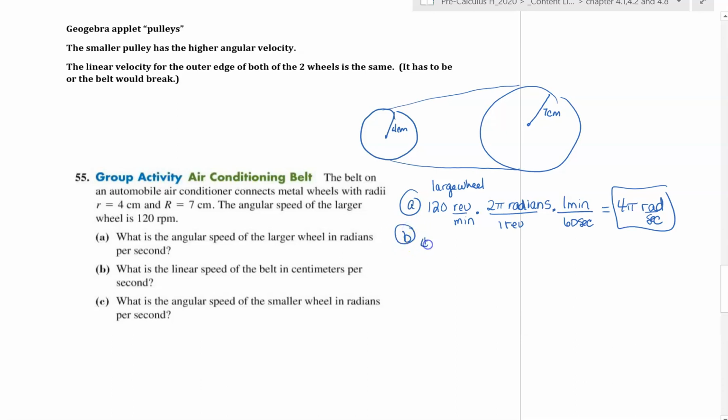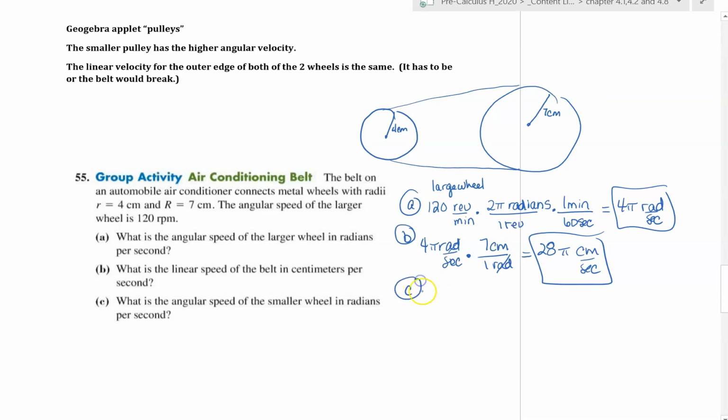Well, we have 4 pi radians per second as the angular speed. So go ahead and pause the video and change to linear speed. The angular speed was 4 pi radians per second, and we know that 1 radian in the larger wheel is 7 centimeters. So that means that the linear speed is 28 pi centimeters per second. However, the linear speed for the large circle and the smaller circle are the same because the circles are connected.